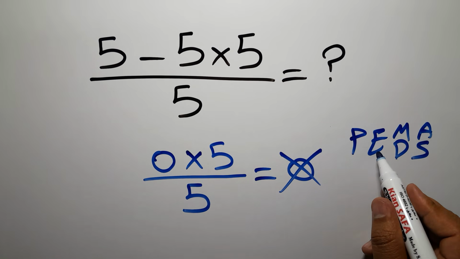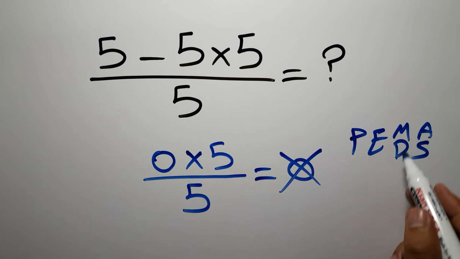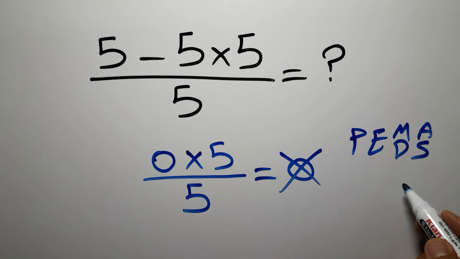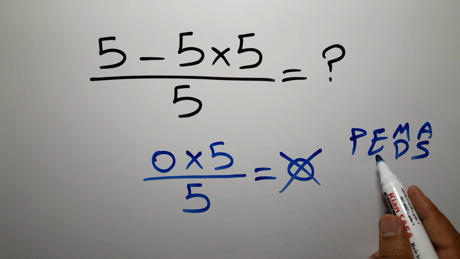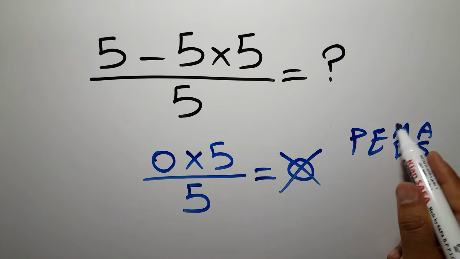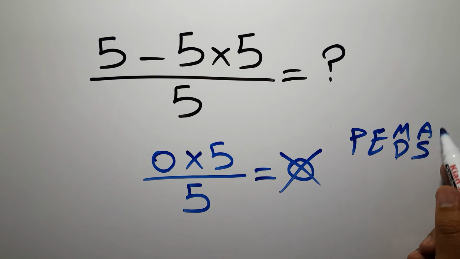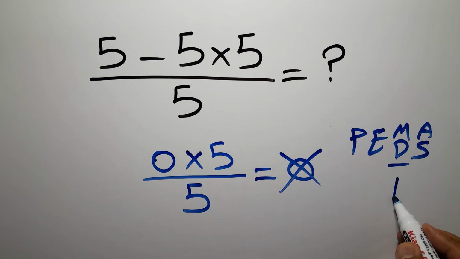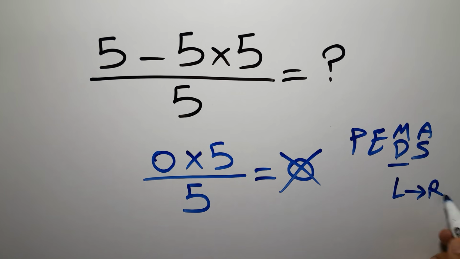P stands for parentheses, E stands for exponent, M and D stand for multiplication and division, and A and S stand for addition and subtraction. First we have to do parentheses, then exponent, then multiplication or division, and finally addition or subtraction. Remember that multiplication and division have equal priority, and we have to work from left to right, and the same applies to addition and subtraction.